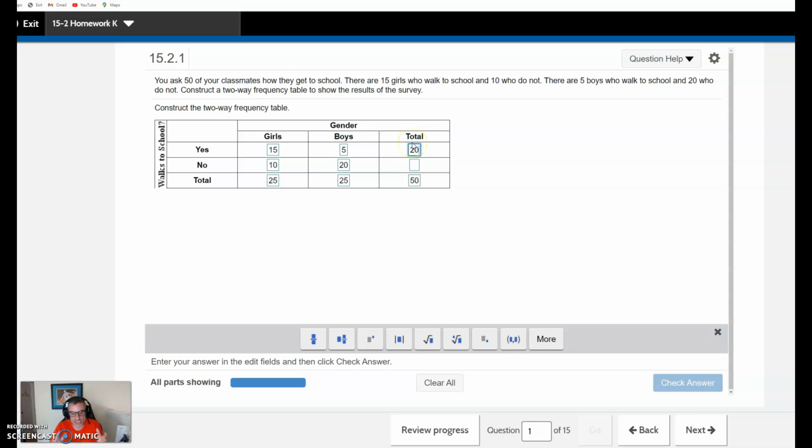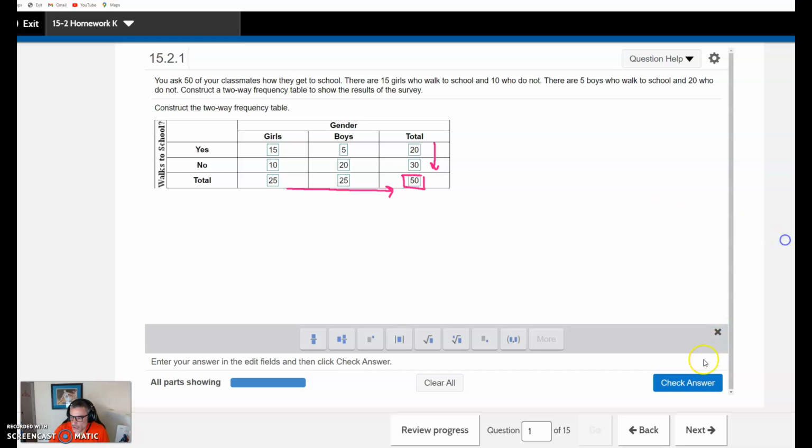If I'm just thinking about students in general, regardless of gender, who walk to school, we know we have 20. And in terms of students who do not walk to school, I have 10 plus 20, which would be 30. You can see that up and down is the columns, left and right is the rows. So this is a column, and a row goes this direction. These add to 50, and these add to 50, because remember, our total number of students is 50.